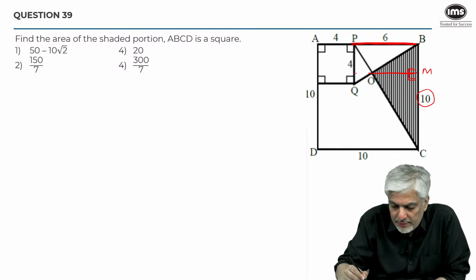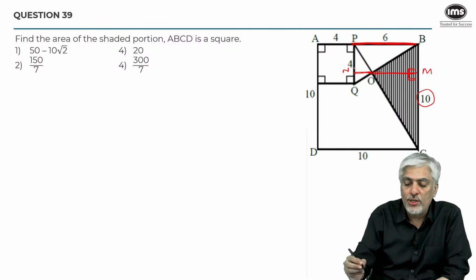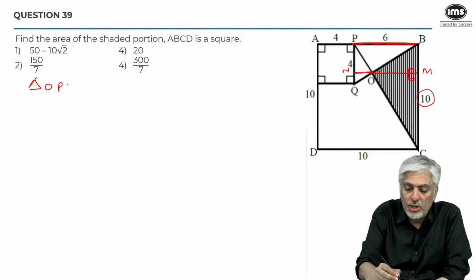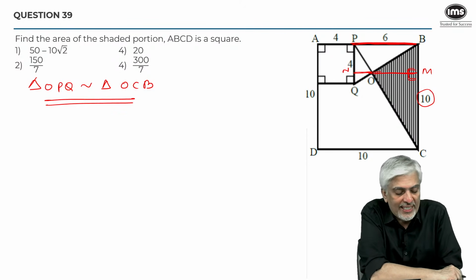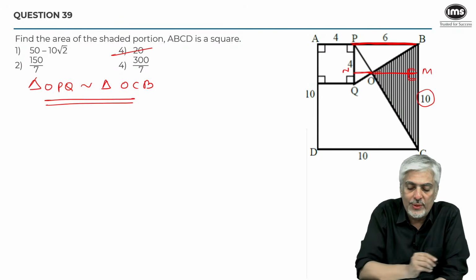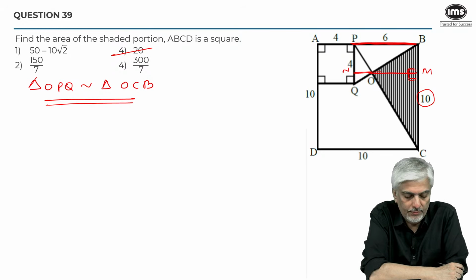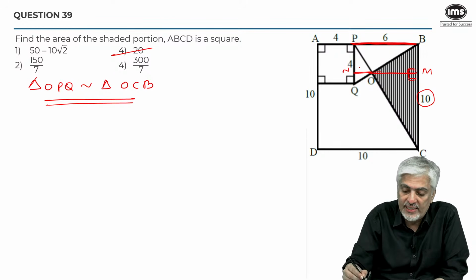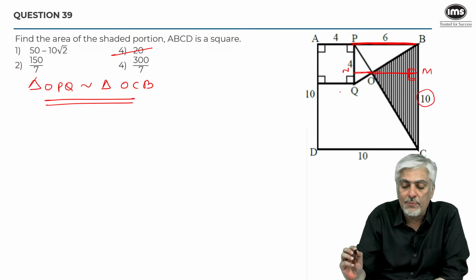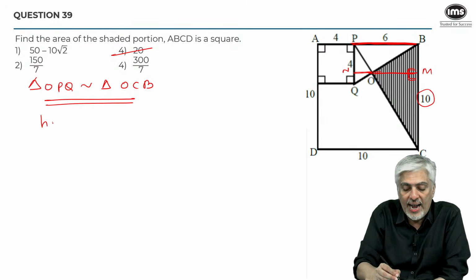Pay attention. Suppose if I extend this on this side also, let's call this point as N. Now, can you see that triangle OPQ is similar to triangle OCB? 20 is not the answer. Come on. All those are giving 20 as the answer. Kevin, didn't expect this from you. Can you see that these triangles are similar? OPQ and OCB are similar. So if they are similar, their heights ka ratio will be equal to their side ka ratio.